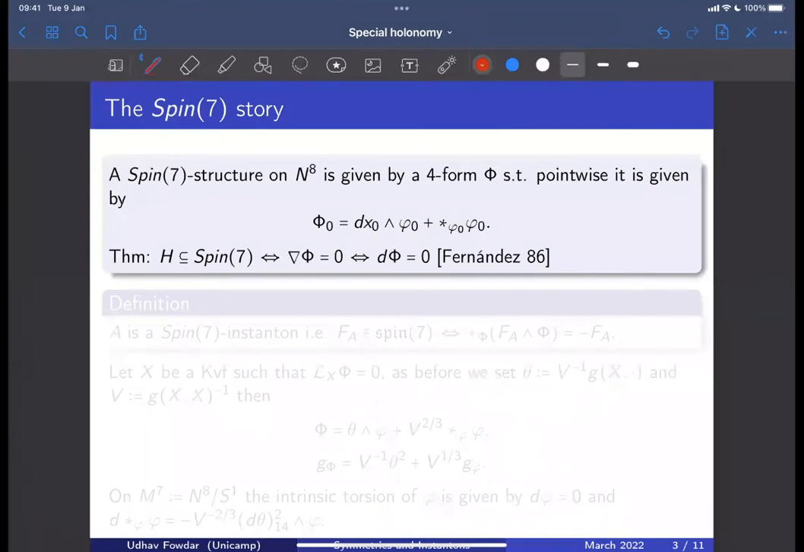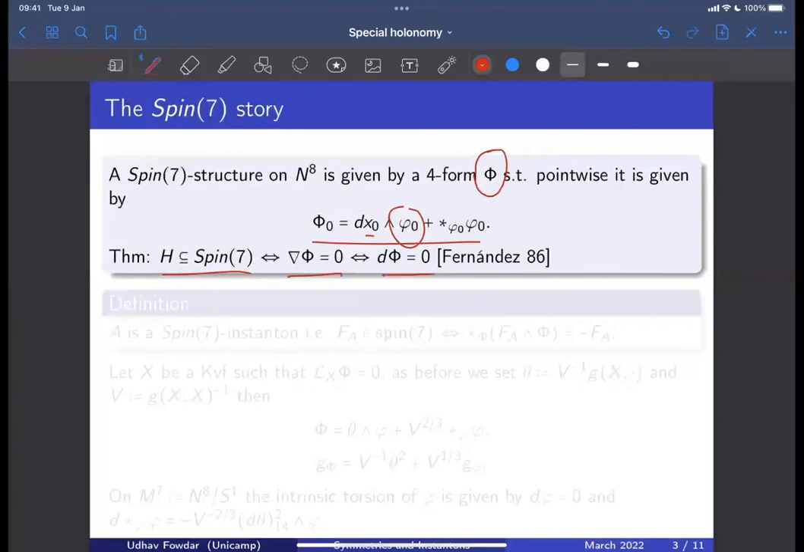So to begin with, let me quickly remind you what a Spin(7) manifold is. A Spin(7) structure on an 8-manifold is determined by an algebraically special 4-form, capital Phi here, which at every single point is given by the following expression. So this is a model on R8, where phi naught here is the standard model on R7 that we saw in the first talk, and we are extending R7 to R8 by the addition of this coordinate x naught here. And just like in the G2 case, this data will determine a Spin(7) manifold if the holonomy group is contained in Spin(7). And this happens if and only if the 4-form is covariantly constant with respect to the Levi-Civita connection, or equivalently, as shown by Marisa Fernández, that the 4-form is closed.